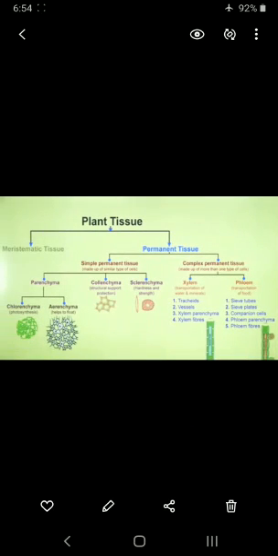Next is the permanent tissue. Permanent tissues are divided into two categories: simple permanent tissue and complex permanent tissue. Simple permanent tissues have three types: parenchyma, collenchyma and sclerenchyma. Parenchyma is divided into two categories: chlorenchyma and aerenchyma. Parenchyma cells are living cells. They consist of unspecialized cells with thin cell walls.